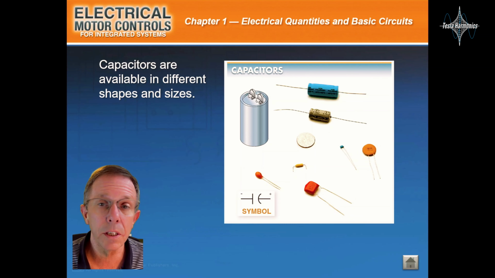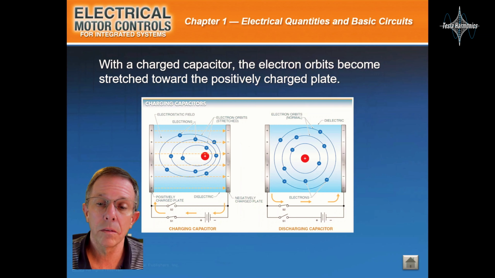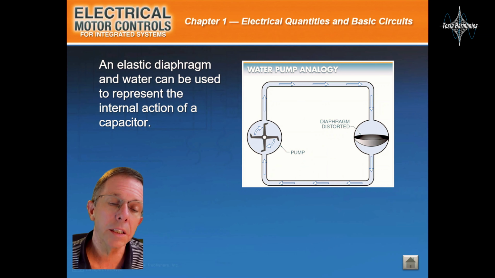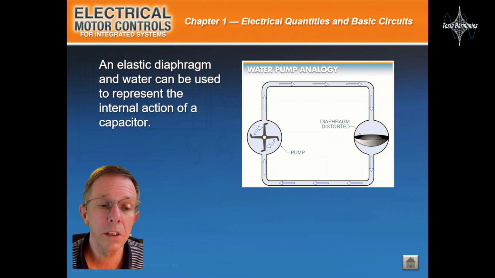Capacitors are available in different sizes and shapes. With a charged capacitor, the electron orbits become stretched towards the positively charged plate. Current leads voltage in an AC capacitive circuit. An elastic diaphragm in water can be used to represent the internal action of a capacitor.